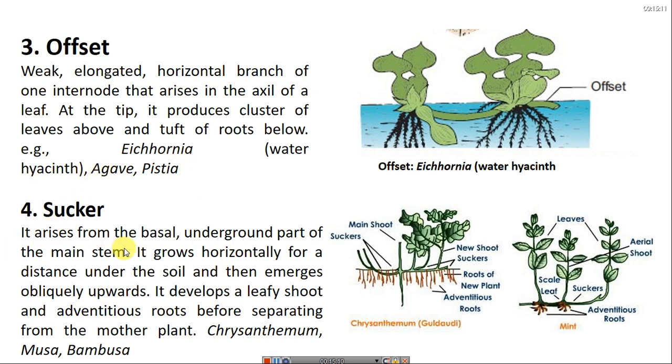Sucker arises from the basal underground part of the main stem. So this is the main stem that we are seeing in the chrysanthemum. It will grow under the soil and then grow horizontally for a distance, and then it will come again out of the soil, and it will emerge obliquely and upwards.